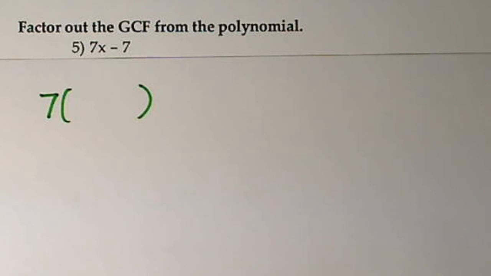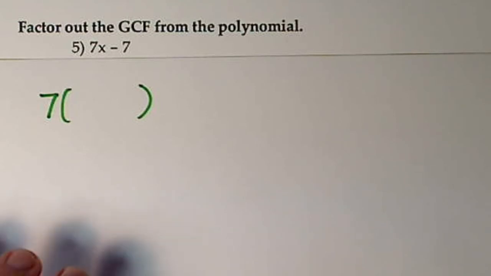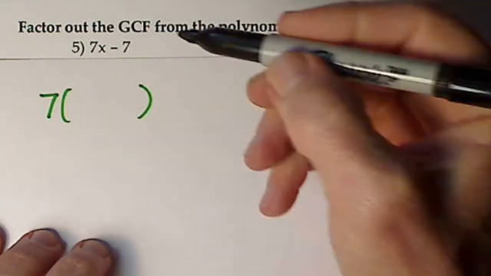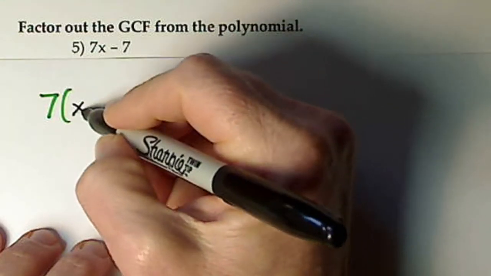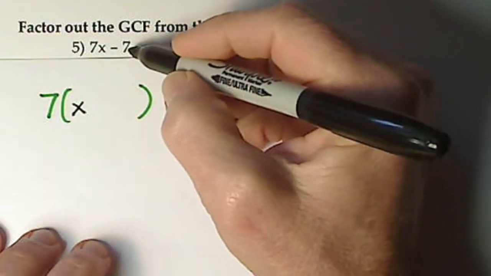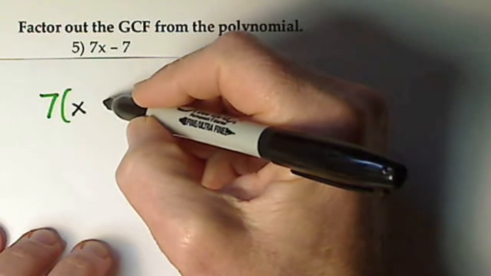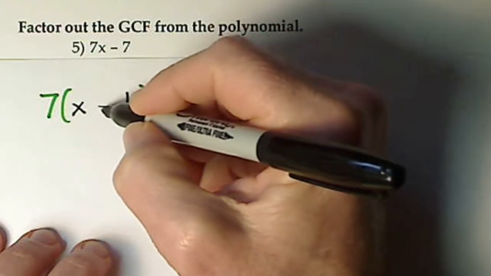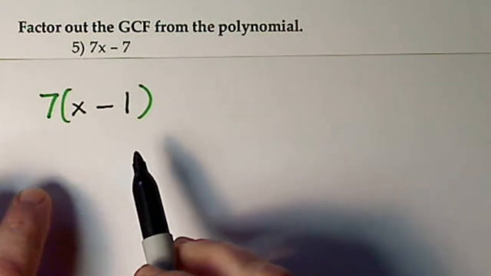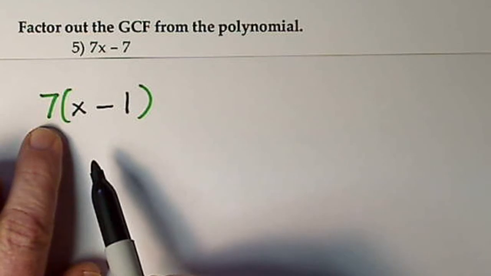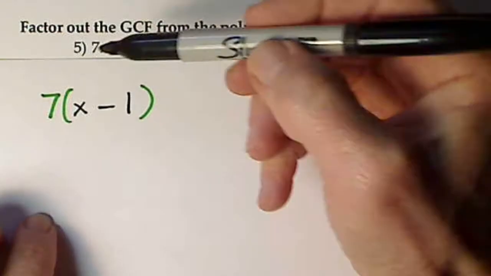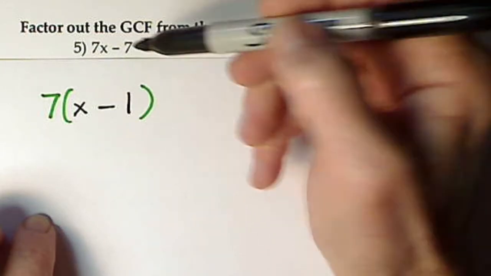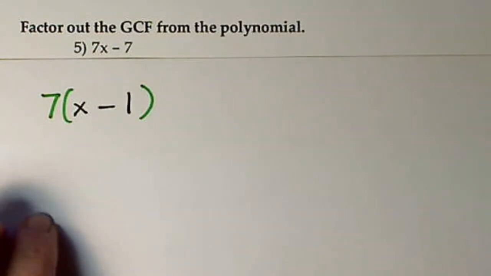Because in mathematics, you're not allowed to change the value of what you're given. You are allowed to change the way it looks. So if I have 7x divided by 7, I would just be left with x. If I have negative 7 divided by 7, I would just be left with a negative 1. So I factored out the GCF of 7 from these two terms. And notice if you send it back in, you can get right back where you started.